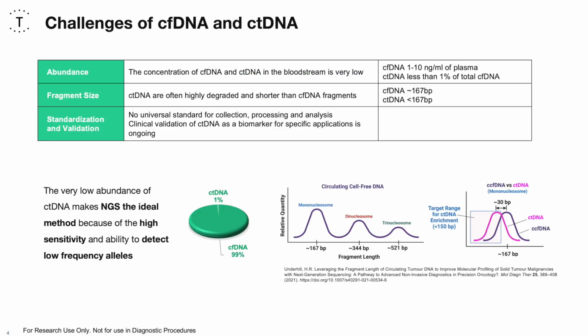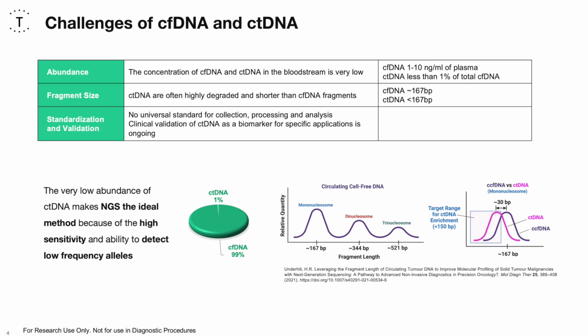However, working with ctDNA presents significant challenges. Its concentration in the bloodstream is incredibly low, often less than 1% of total cfDNA. Additionally, ctDNA fragments are often highly degraded and shorter than normal cfDNA fragments, typically falling within a target range of less than 150 base pairs.